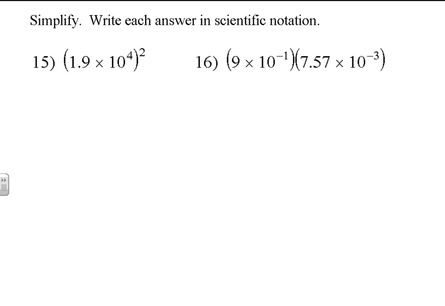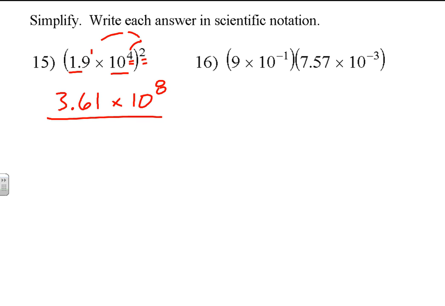Okay, and again, I'm going to let the 2 act on the 1.9 separately from the 2 acting on the 10 to the 4th. So that is 1.9 to the second. I'm going to do that one here, and that gives me 3.61. And then I'm going to let the 2 act on the 4. I would say we have 2 groups of 4 tens. 2 groups of 4 is 8. And this guy is scientific notation.